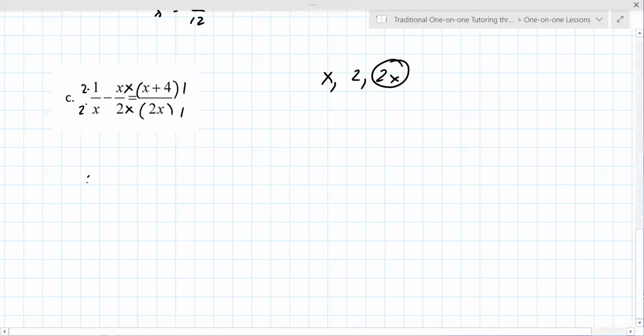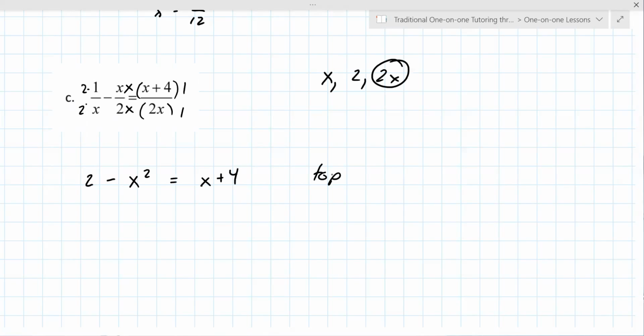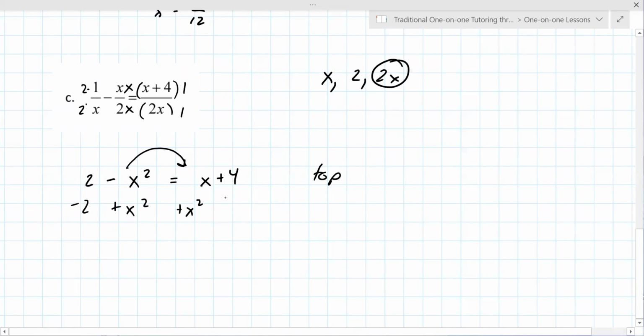All right, so the first one is 2 minus x squared equals x plus 4. So this time I'm only writing the top. I don't need to write the bottom. Okay. So now we want to get everything on one side of the equation. So the best thing to do is to move the x squareds this way and the minus 2 over here, because we want it positive. So you're going to add x squared to both sides, and you're going to subtract 2 from both sides. So you end up getting 0 equals x squared plus x plus 2.